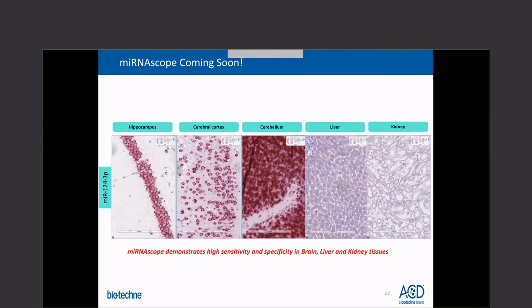The microRNAScope assay can be combined with downstream protein detection and is compatible with FFPE, fresh, fixed frozen, and cultured cell samples. It will initially be available as a single-plex chromogenic Fast Red assay, both manual and on Leica automation.